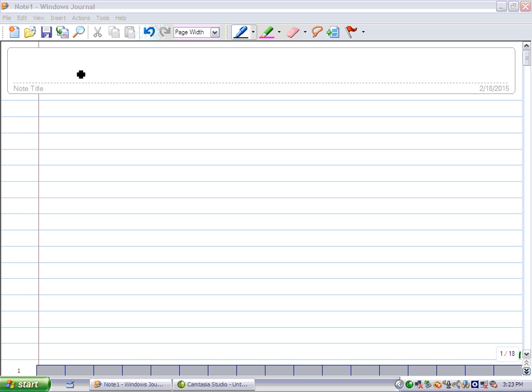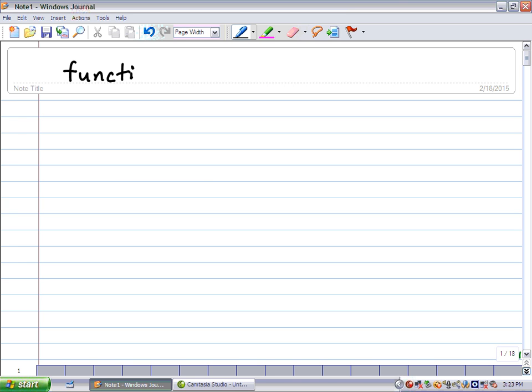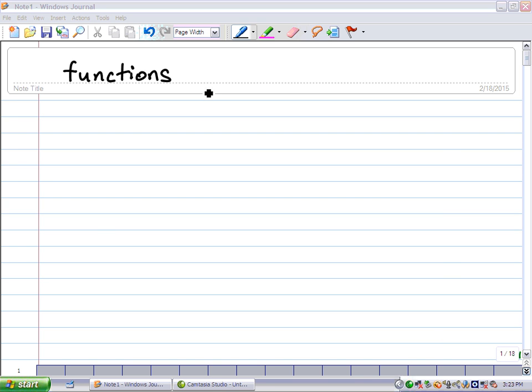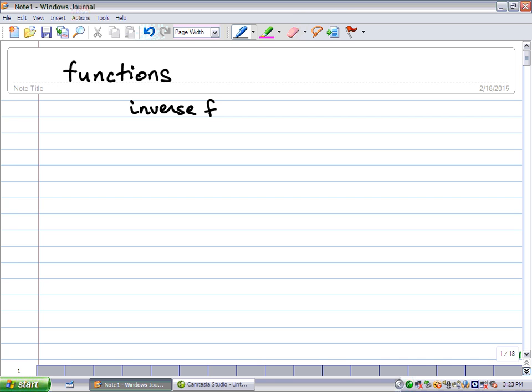You all know what functions are. You've had pre-calculus. So we are going to talk about functions and inverse functions. So we know that a function passes the vertical line test. So in order to have an inverse function, inverse functions require a function to be one-to-one in order to exist.